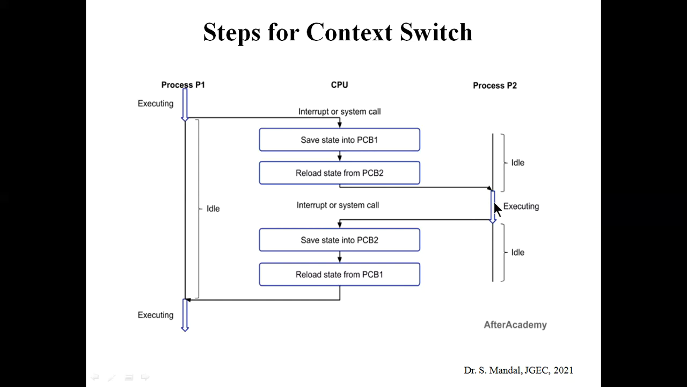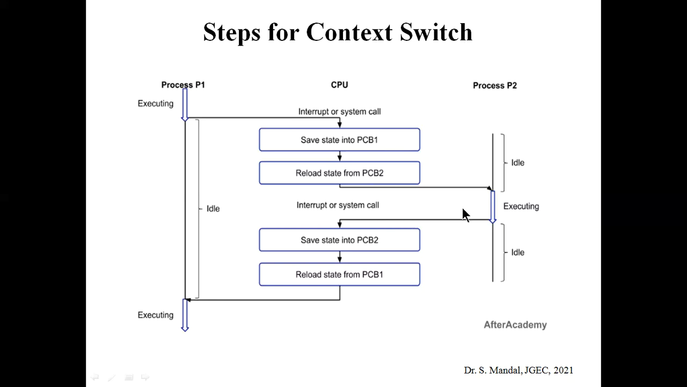Now again, after the completion of the process P2, or after some interrupt, what will happen? At that time, the current state of process 2 is stored into the PCB2, sorry, the process control block of process 2. And next, what is stored in PCB1 is again reloaded or recalled. So reload the state from PCB1. Again we reload the current state of PCB1 for the process P1, and after that process P1 will start to execute. Okay, so this is the step for context switch.